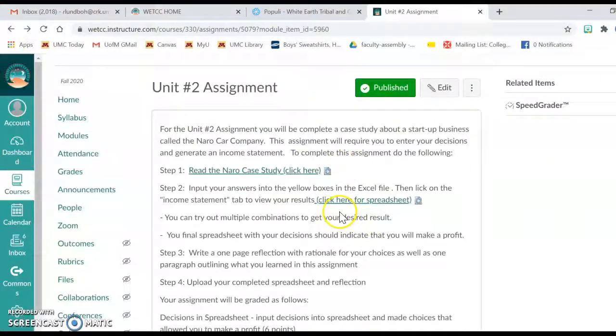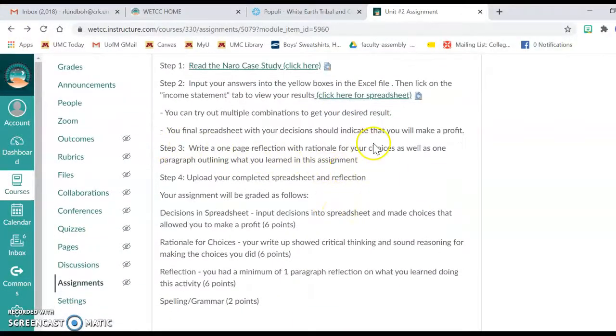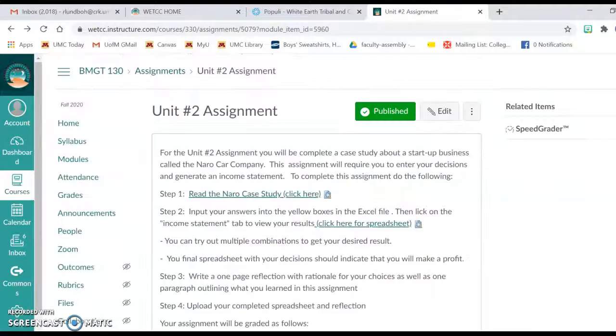I want you to write a one-page reflection with rationale. So tell me why, it'll be about a page, if it's more or less, as long as you cover it. I want to know why you chose the city you chose, why you chose the marketing option or options you chose, and why you chose the management style you chose. So provide some rationale. And then I want you to write a one paragraph reflection about what you learned by doing this assignment. You will be graded on the spreadsheet, the decisions you put into your spreadsheet, your rationale, your reflection, and minor on spelling and grammar. And then you can go ahead and upload it right to this assignment.